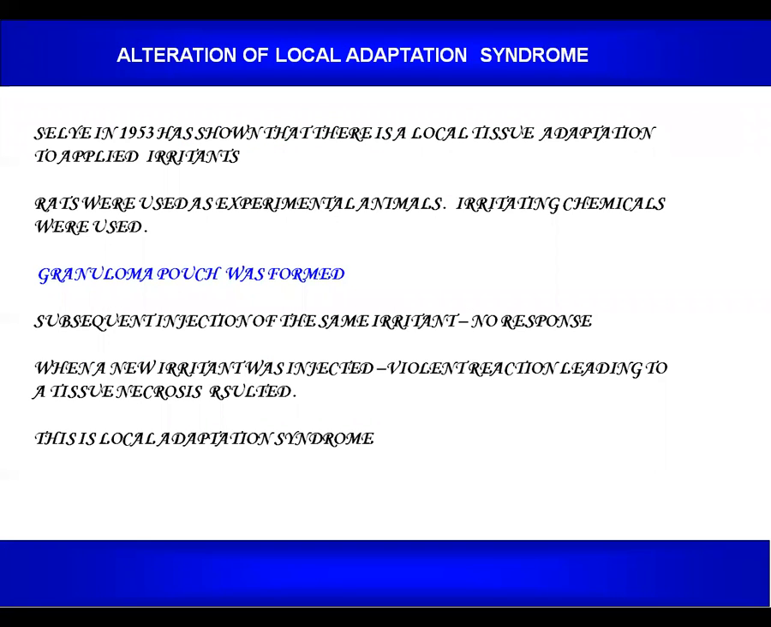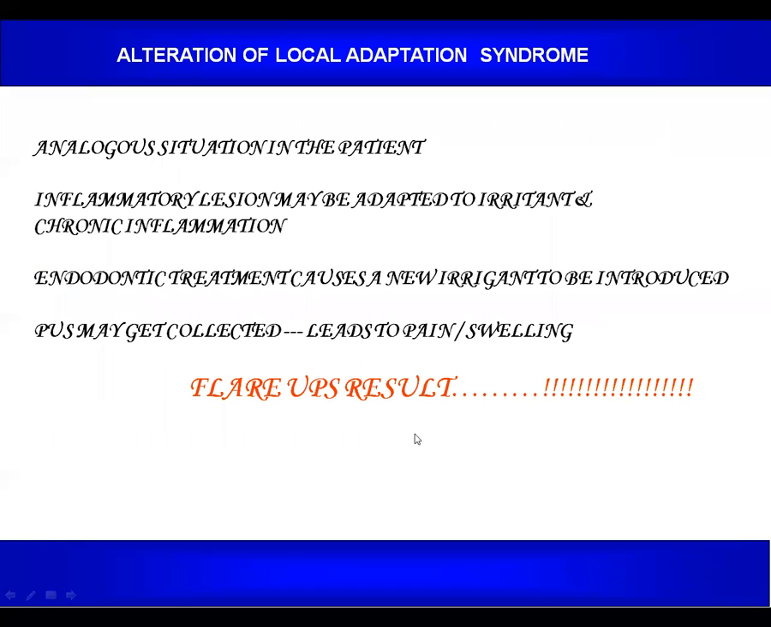These are the various studies. This one is on a rat. A granuloma pouch was formed. Subsequent injection of the same irritant, no response. When a new irritant was injected, a violent reaction leading to tissue necrosis resulted. This is a local adaptation syndrome.